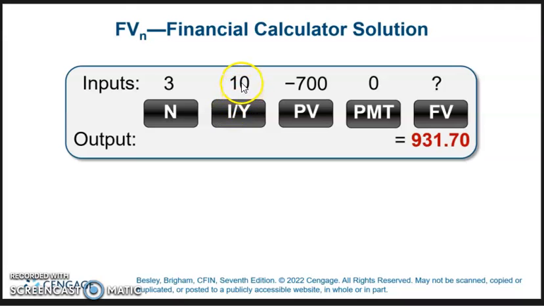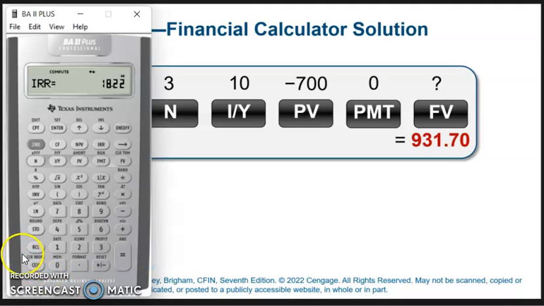The interest rate is 10, so it's 10 I/Y. Then we're investing $700, so that's entered as a negative, 700 PV. There's no payment, so payment is 0. Then we compute future value and get $931.70. I'll actually pull the calculator up here and do the calculation.